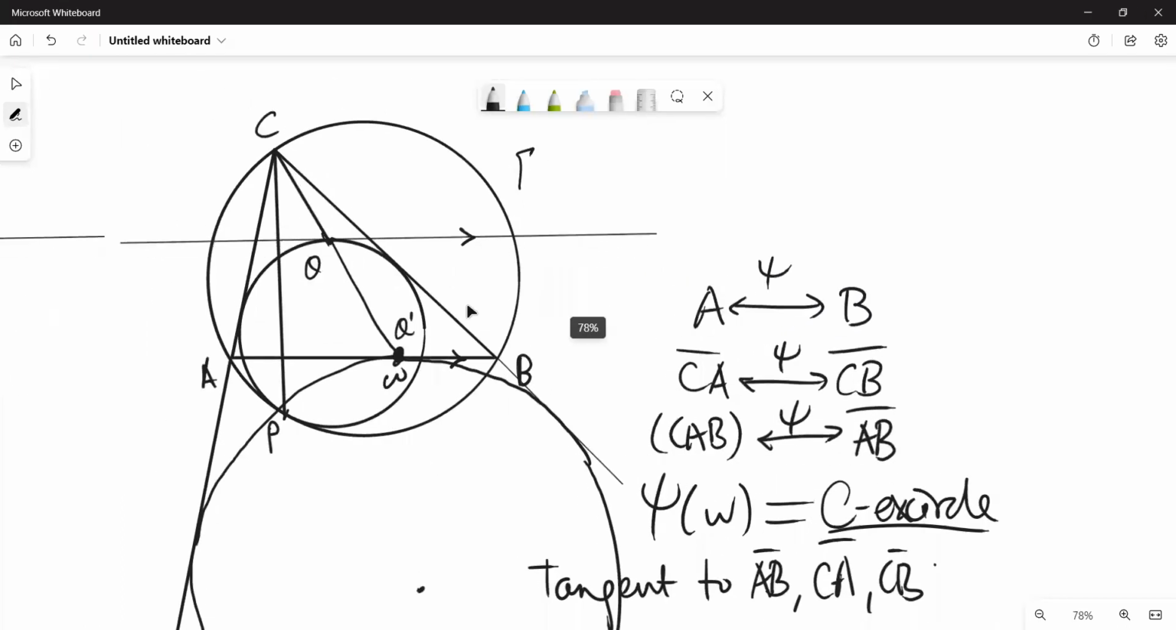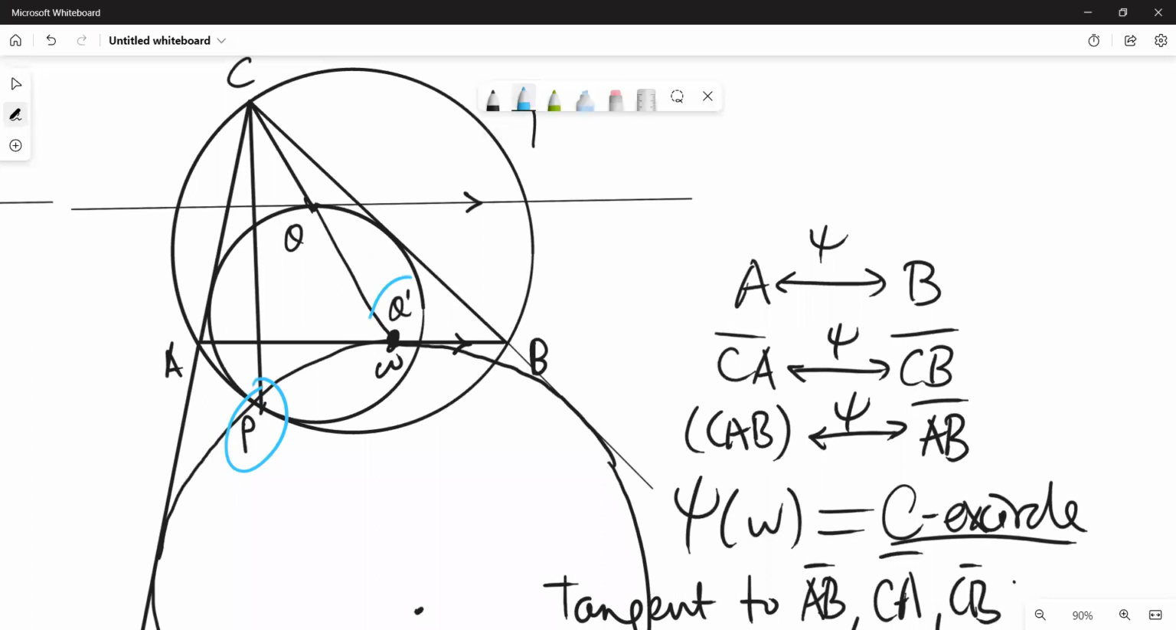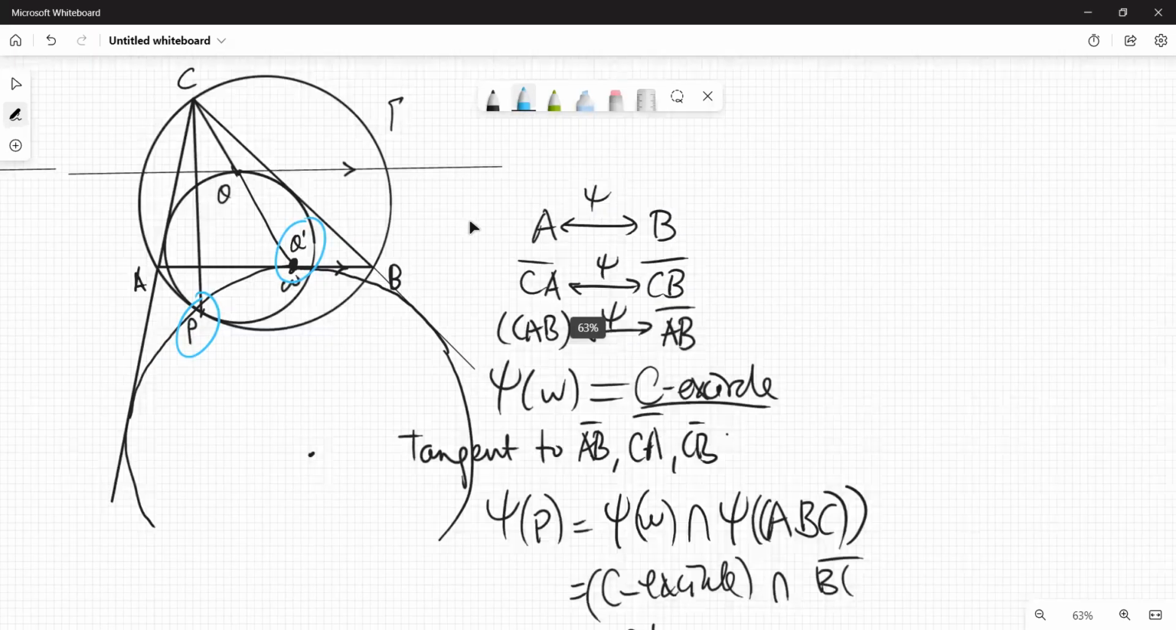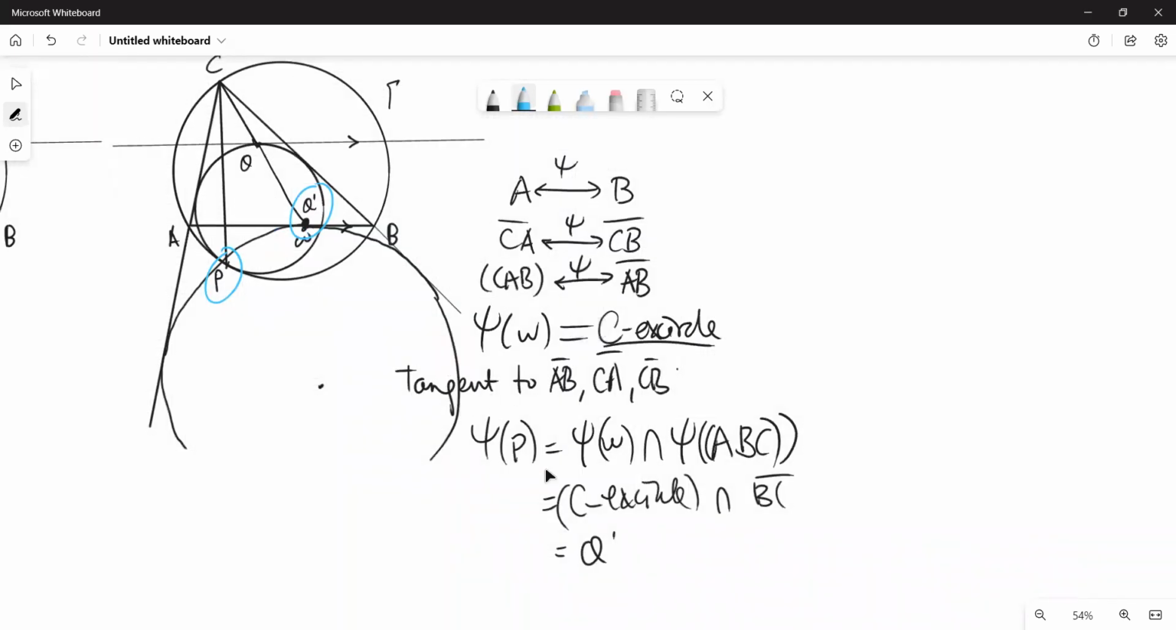So P and Q are images. So sadly, it's not P and Q that are images of each other, but rather this new point Q prime, which, well, it lies on CQ anyway, so it doesn't make a difference. So therefore, the image of P is Q prime. That means CP and CQ prime, and hence CQ are isogonal. They are reflections across the angle bisector of C.